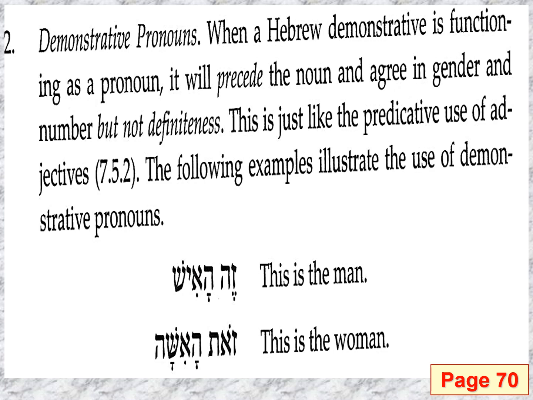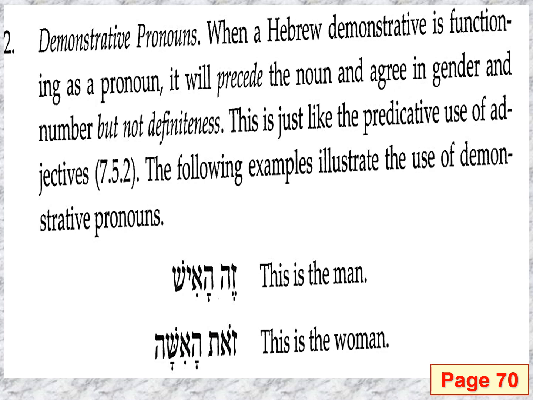So it appears before ha'ish. It agrees in grammatical gender, masculine. It agrees in number, both are singular, but it does not agree in definiteness. Ha'ish has a definite article. So ze ha'ish, this, the man. And we supply the verb of being because it's a predicate function here. It's functioning as a pronoun, so this one is the man.